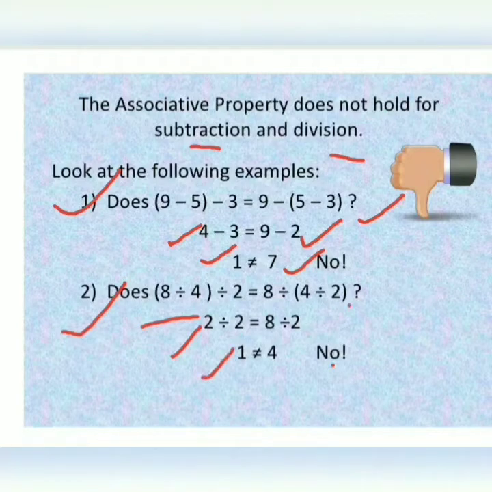Now see the RHS side. In the RHS side, we had grouped 4 divided by 2. Now 4 divided by 2 is what? 2. So 8 divided by 2 is what? 4. So what we get to know? That the results are not the same. That is, RHS is not equal to LHS. So the associative property does not hold good in the case of division also.